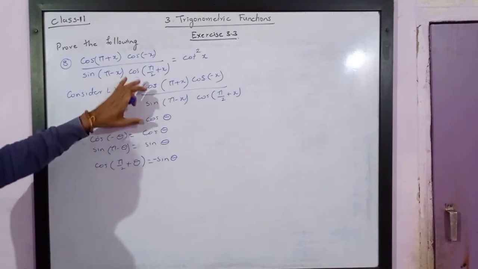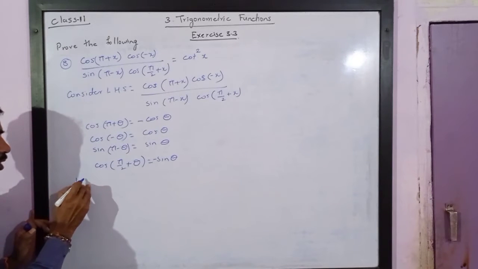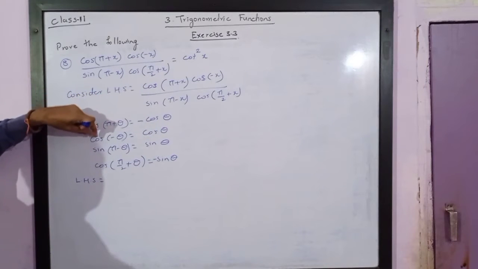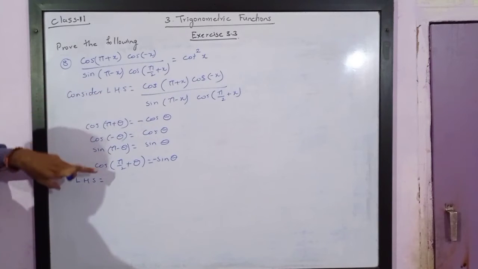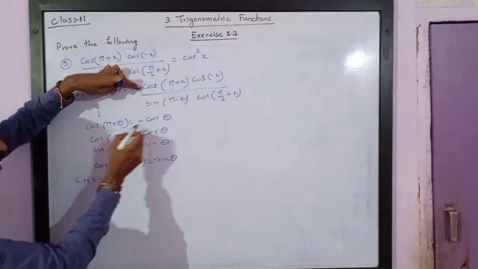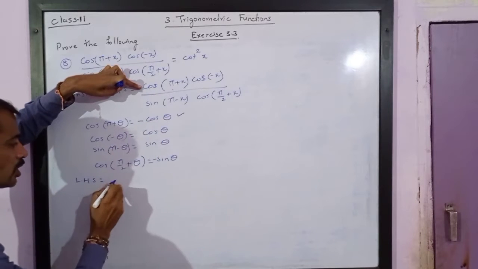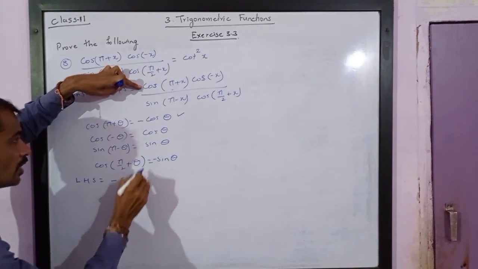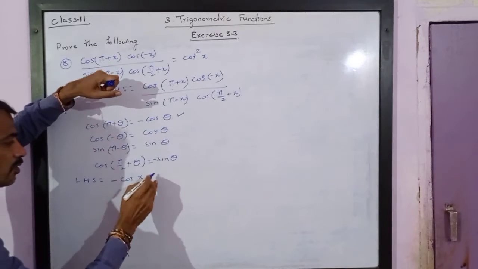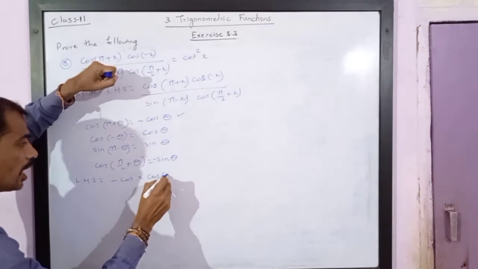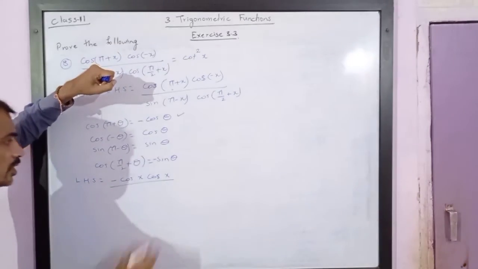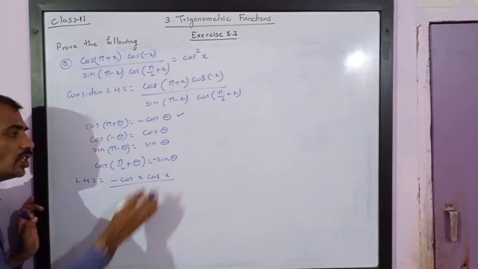So by using these values, LHS becomes, please note, these are the four identities that we are going to use here: cos of pi plus theta, cos of minus theta, sin of pi minus theta, and cos of pi by 2 plus theta. So cos of pi plus theta is this first identity. We have to get minus cos of the angle, that is x. And cos of minus theta is equal to cos of theta itself. It means cos of minus x is equal to cos x. So it is minus cos x into cos x.